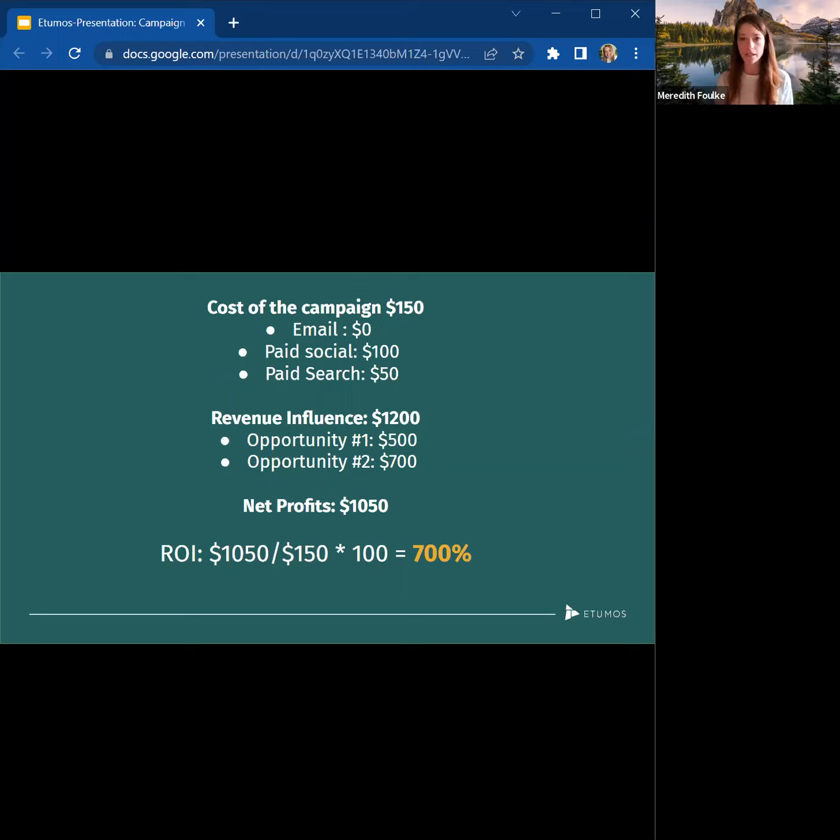This number by itself doesn't mean anything and can look really positive, being 700%. But when you start to incorporate other campaigns and compare their ROIs and track it over a period of time, patterns start to display, and you can better understand how your campaigns are performing against each other to make more strategic decisions.